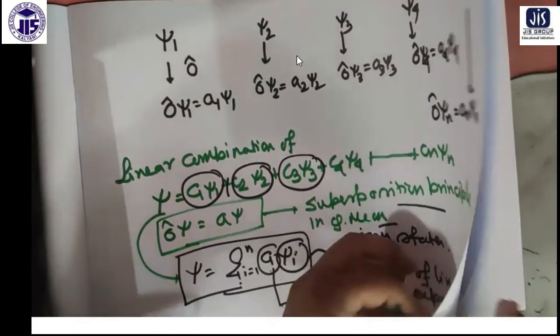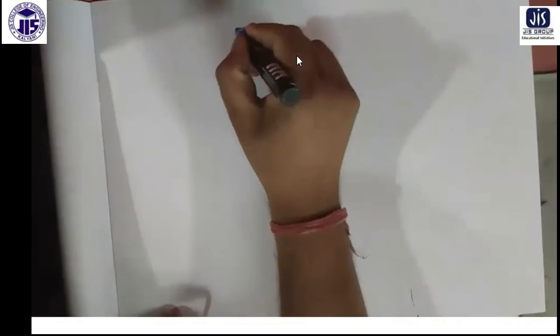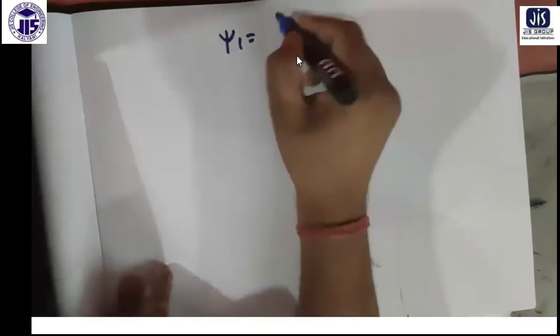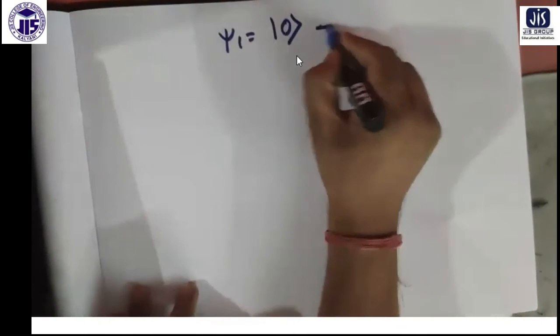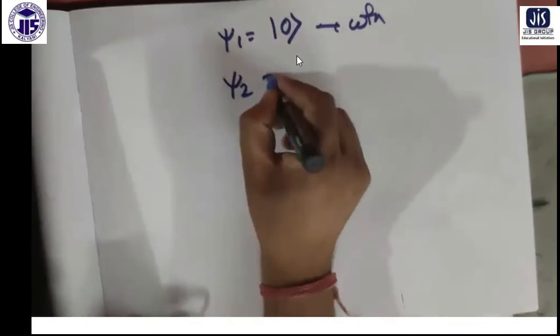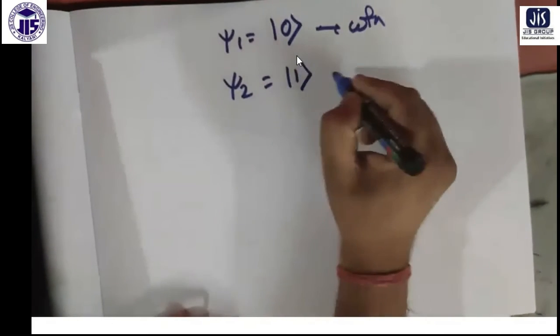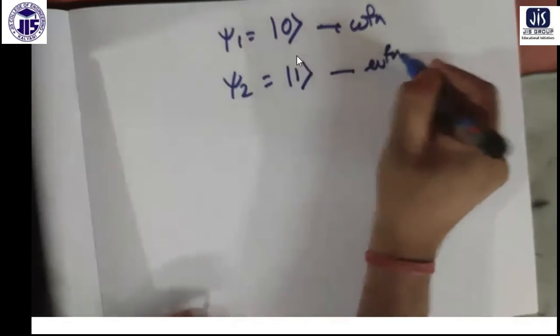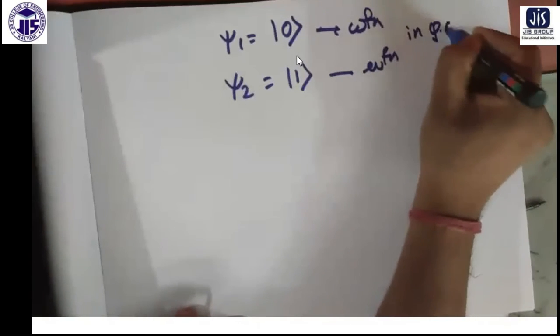The importance of the superposition principle is enormous. It is used in quantum computation. What is the meaning of the superposition principle? Suppose I have one function psi1, indicated by a state 0; it's a wave function, quantum mechanically. And psi2, just like classical 0 and 1, will be another wave function. When we learn quantum computation later on, you'll realize this.